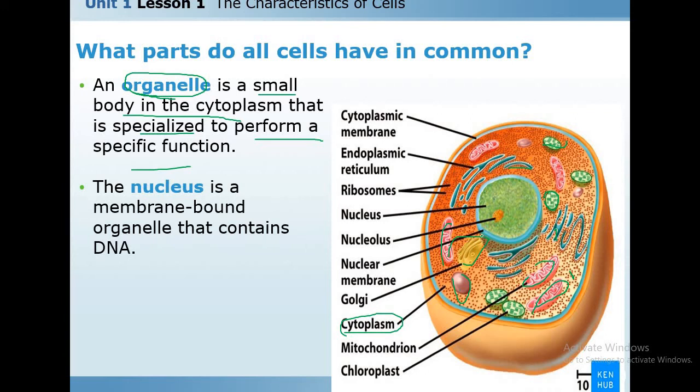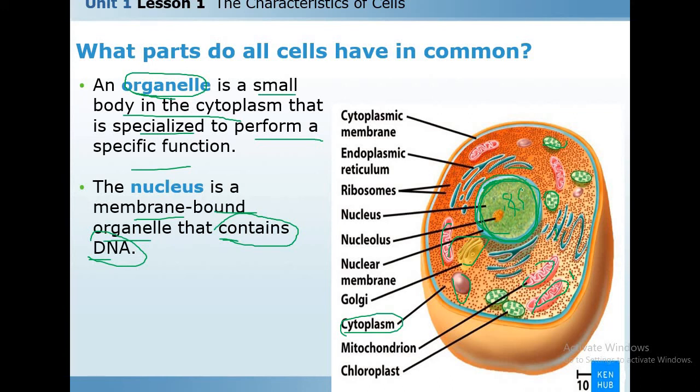The nucleus, this one, is a membrane-bound organelle that contains DNA. The nucleus, the circular one, has a membrane. Inside the nucleus there is DNA. So each cell has a nucleus. This nucleus carries the DNA. So the nucleus is a membrane-bound organelle that contains DNA. This is DNA. There is DNA inside the nucleus.